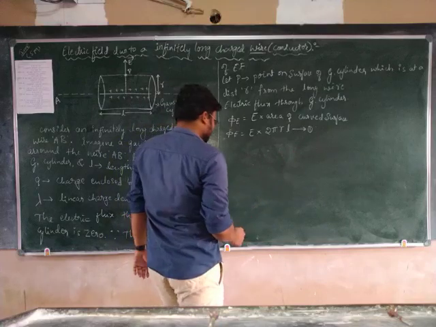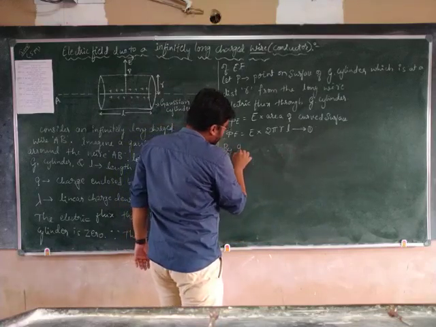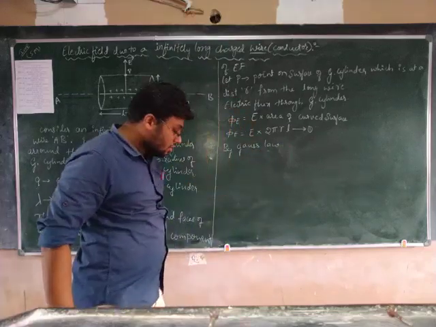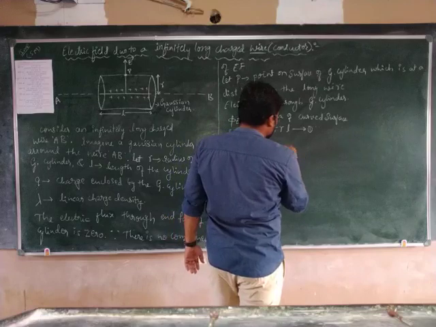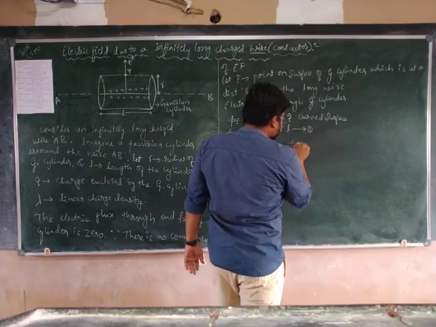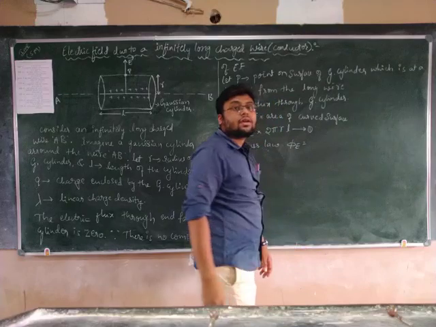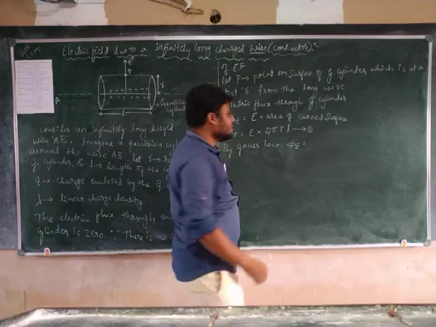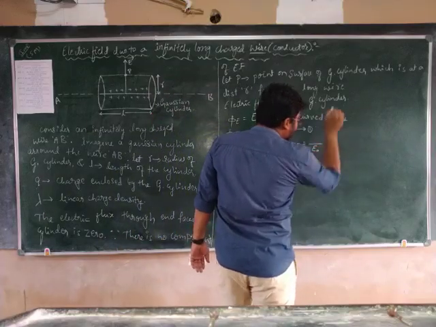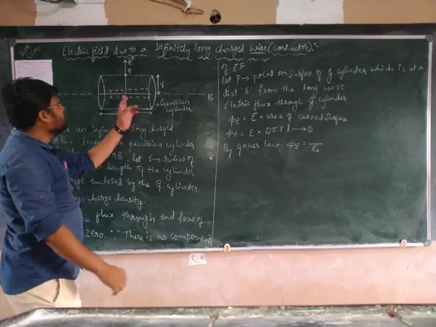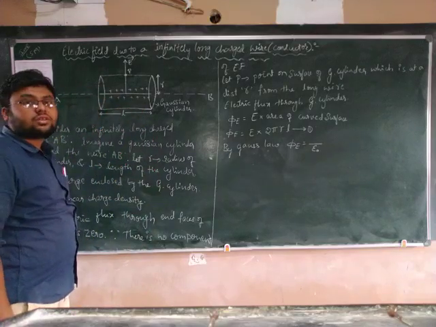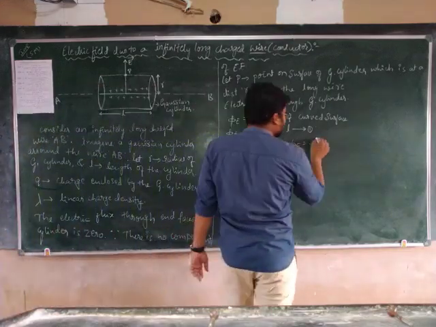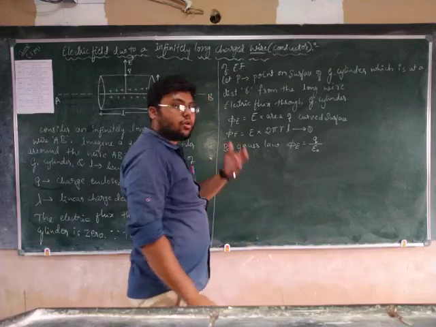The next, by Gauss law. By Gauss law, we have the total electric flux is equal to 1 by epsilon naught times the total charge enclosed in that surface. So that is 1 by epsilon naught, and what is the total charge enclosed in this Gaussian cylinder? That is, here we have written Q. So Q divided by epsilon naught.